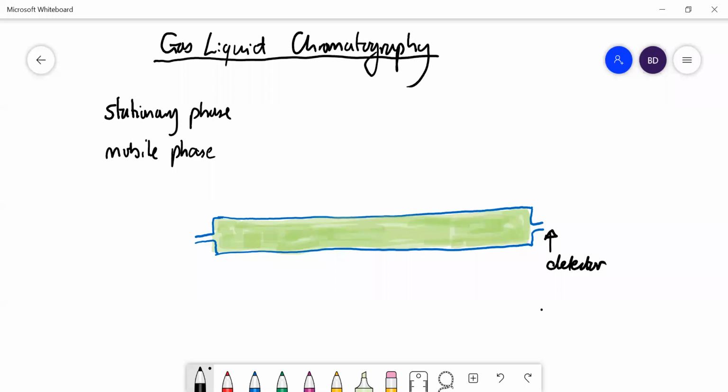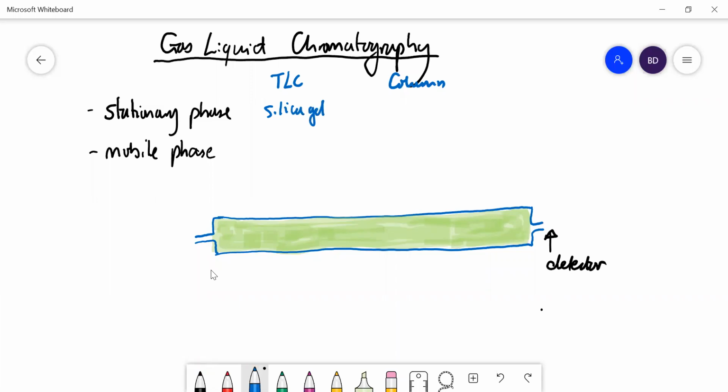We've looked at thin layer chromatography and column chromatography. And in chromatography, it's essential that the things to be separated have different affinities for the stationary phase and the mobile phase. And in thin layer chromatography, just to remind ourselves, the stationary phase was a silica gel.